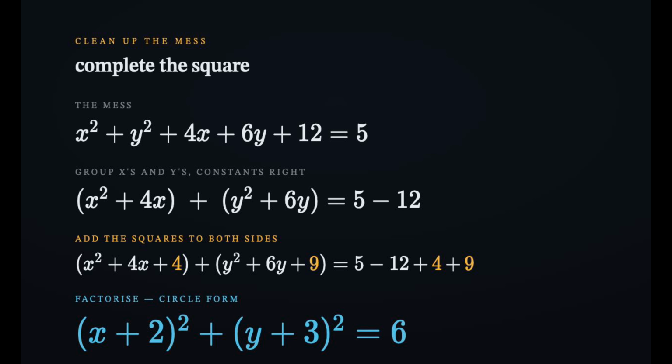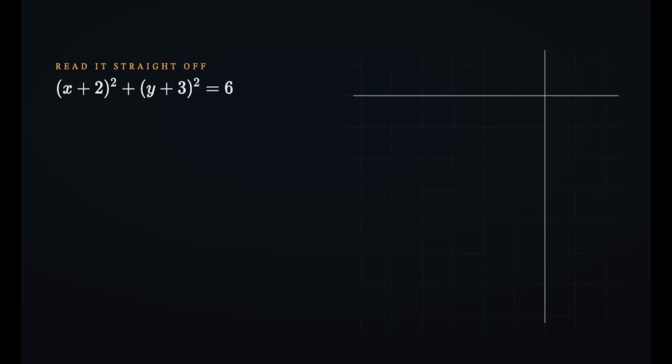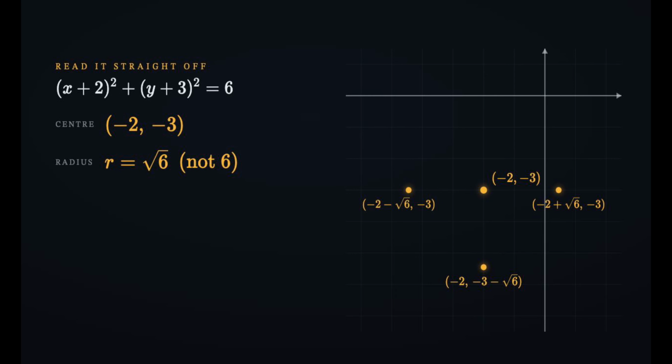Now that looks like something we can sketch. We can read off that the center is (minus 2, minus 3) and that the radius is the square root of 6, not 6. Let's plot the center. Lovely. Now let's add root 6 and subtract root 6 to find the top and bottom and left and right.